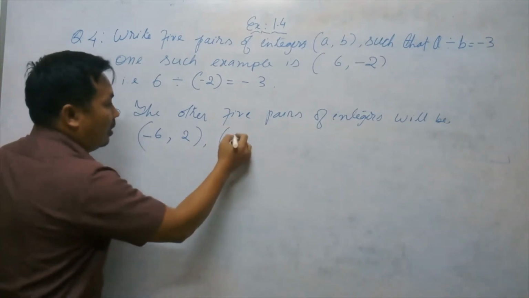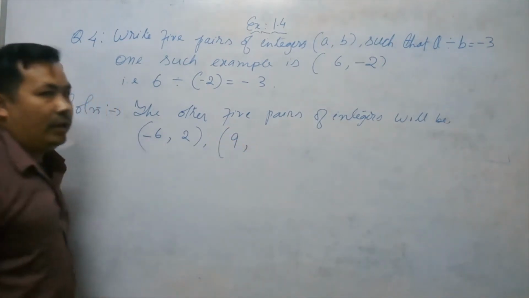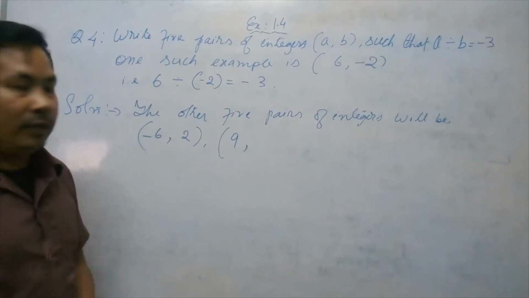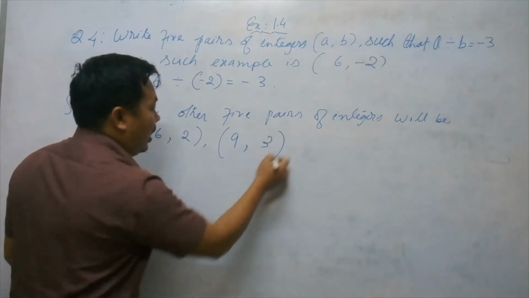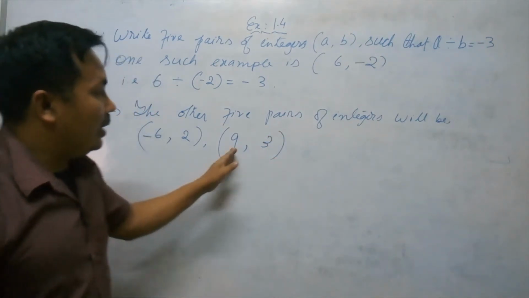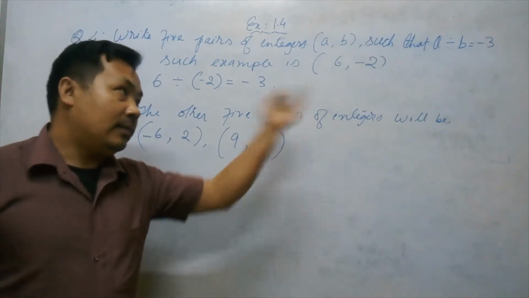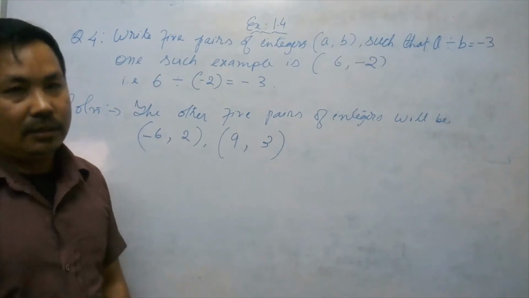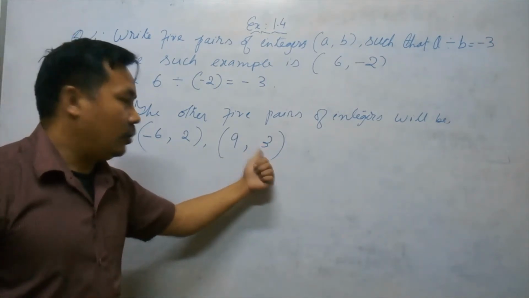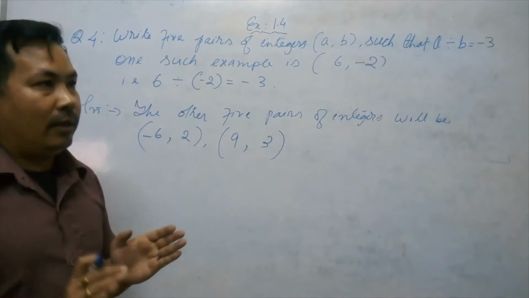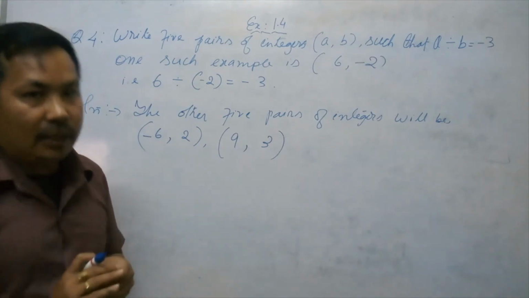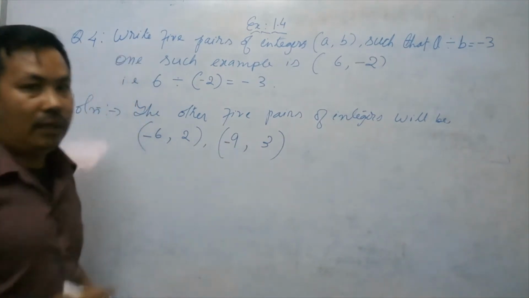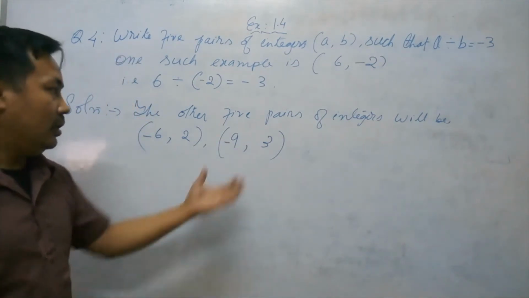Let us take 9. When we divide 9 by which number do we get 3? We'll get 3 with 3. So 9 and 3 are the integers. But if we take 9 and 3, we will not get minus 3, we will get 3, but not minus. So we have to make one of the integers negative, whether 9 or 3. In division, if any one of the numbers becomes negative, the answer will become negative. So let us take minus 9 and 3. This is another pair of integers.